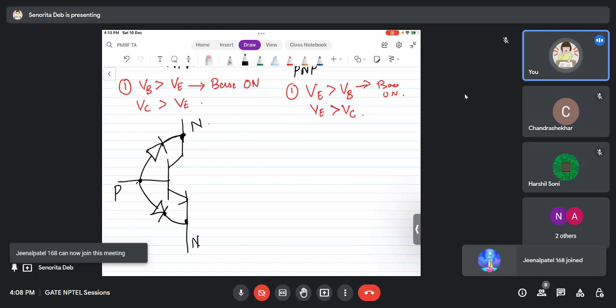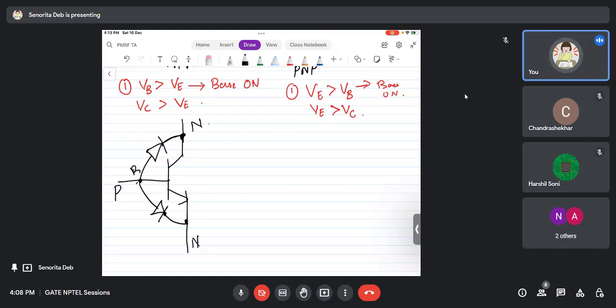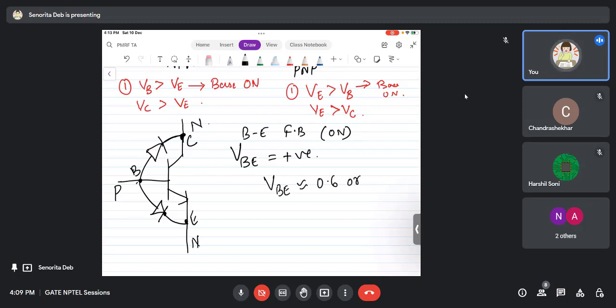Okay, so now if you want to make the base to emitter junction, so this is called base and emitter and collector. So base and emitter. If you want to make base to emitter forward bias, that is on, we have to give VBE as positive, right? It should be some positive voltage. And since it is same as the drop of the diode, we say approximately VBE is equal to either 0.6 or 0.7 you have to reach, or sometimes in some cases 0.8 is also given.